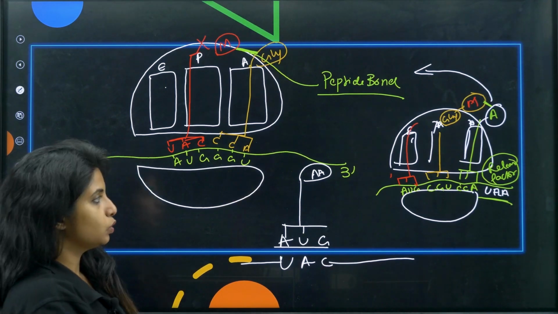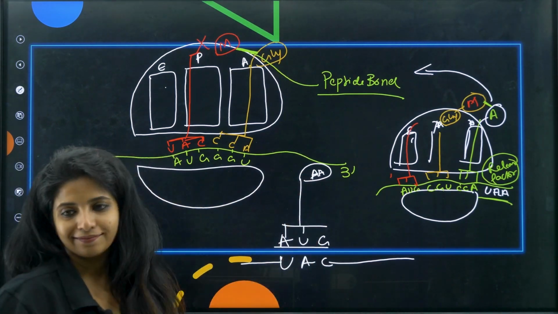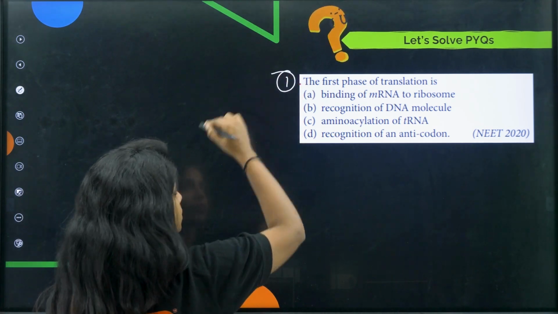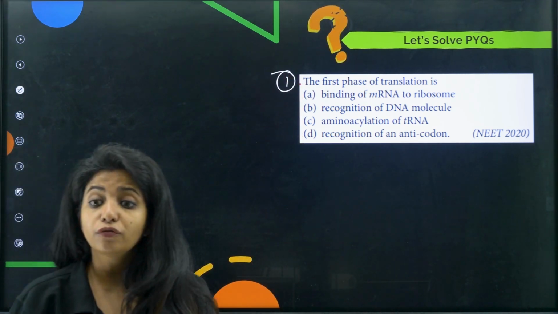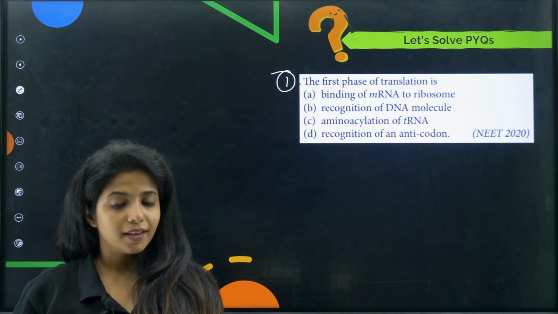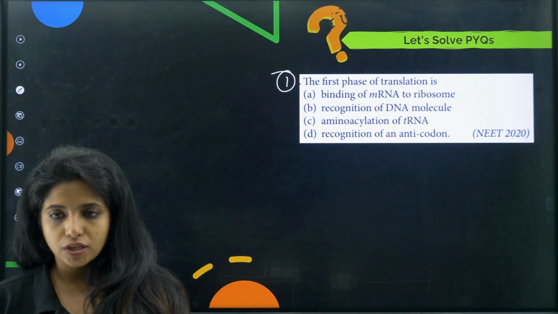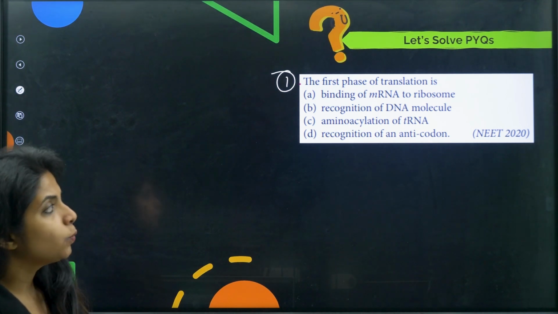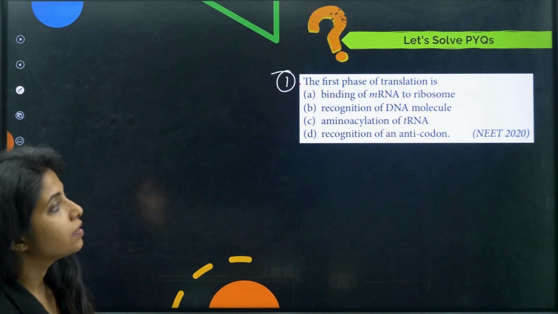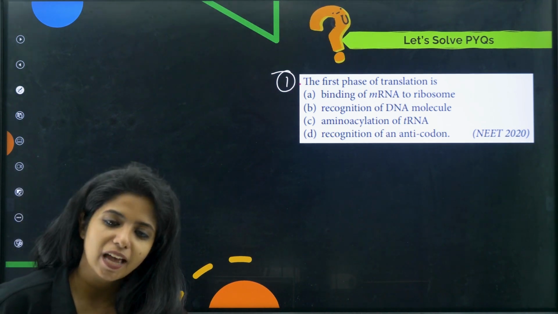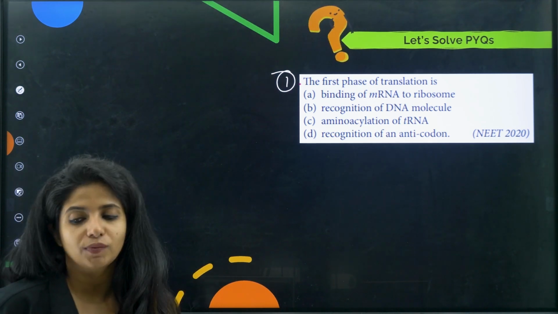Okay, cool, works, children. Now let's start the questions over here. Try to answer and do let me know in the comment section. The first phase of translation, I'm not asking about the step. The first phase of translation is: binding of mRNA to ribosomes, recognition of DNA molecule, amino acylation of tRNA, recognition of anticodon. This came in NEET 2020. Do let me know the answers. I am going to solve all the questions towards the end of the video.